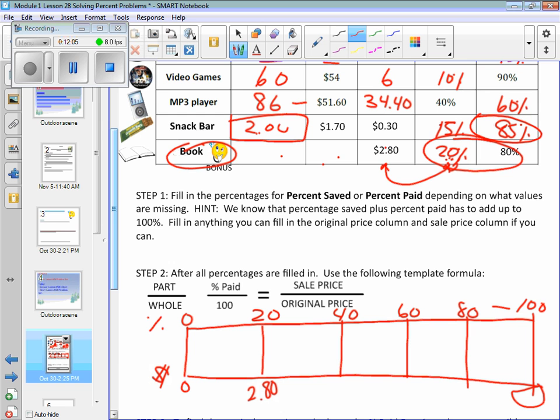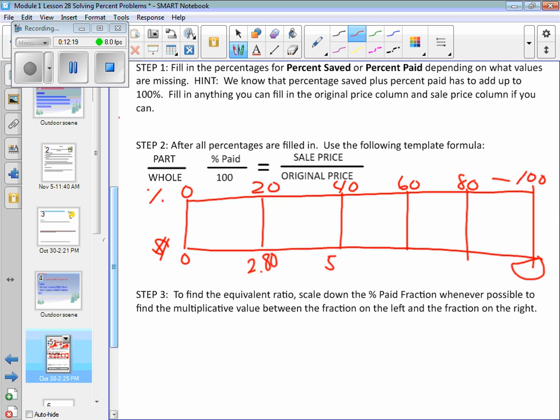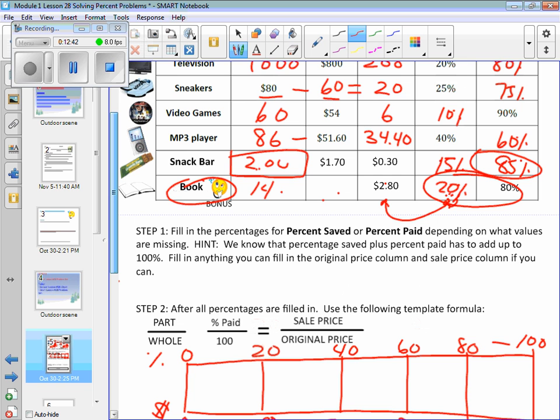But what happened was now I knew what to count by on the bottom. I'm counting by 2.80. So if you count by 2.8, you get 5.60, plus 2.80, you wind up with 8.40. Plus $2.80, you wind up with $11.20. Plus 2.80 is the full amount, $14. That's the answer. 14.